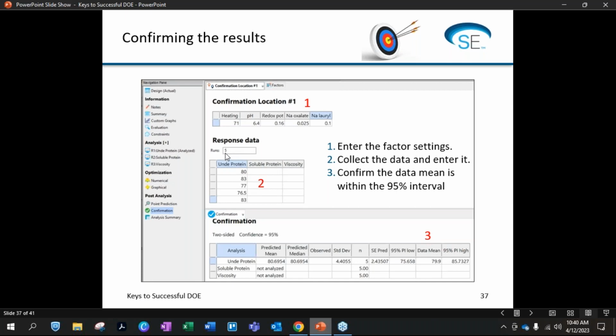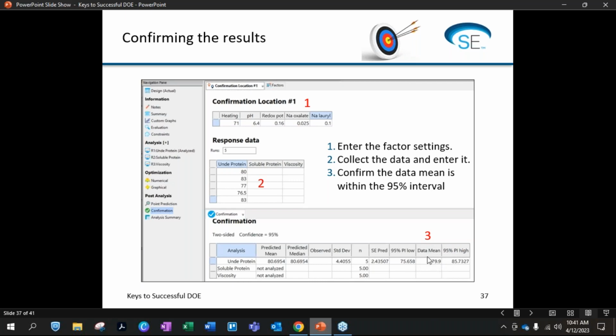So I put in 5 runs here. So I've measured this undenatured protein 5 times. And then down at the bottom, a 95% prediction interval will be calculated based on a sample size of 5. So this is an adjusted interval that is correctly calculated for a sample size of 5.